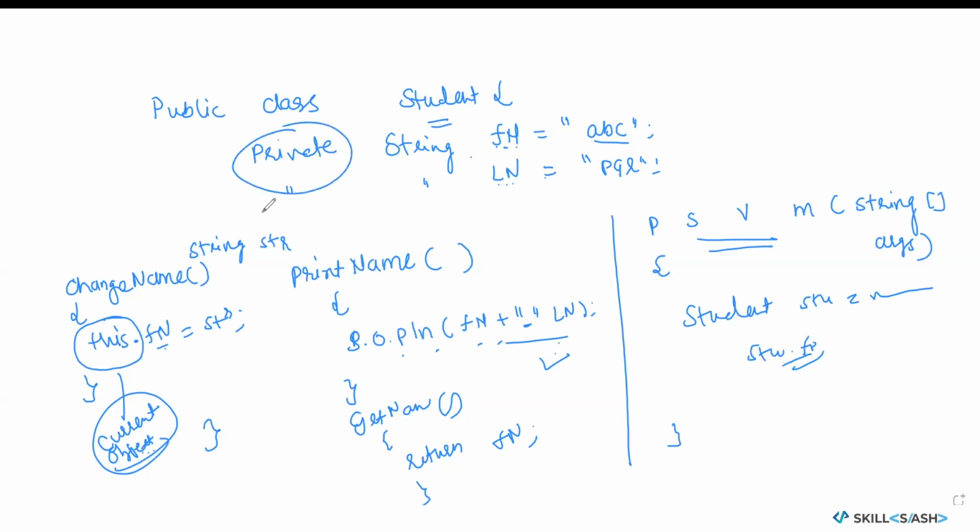So the private can be used inside only of this whole class. If I have some private variables, how can I call, or how can I use these variables outside? Can I use these variables outside? So you can't use.